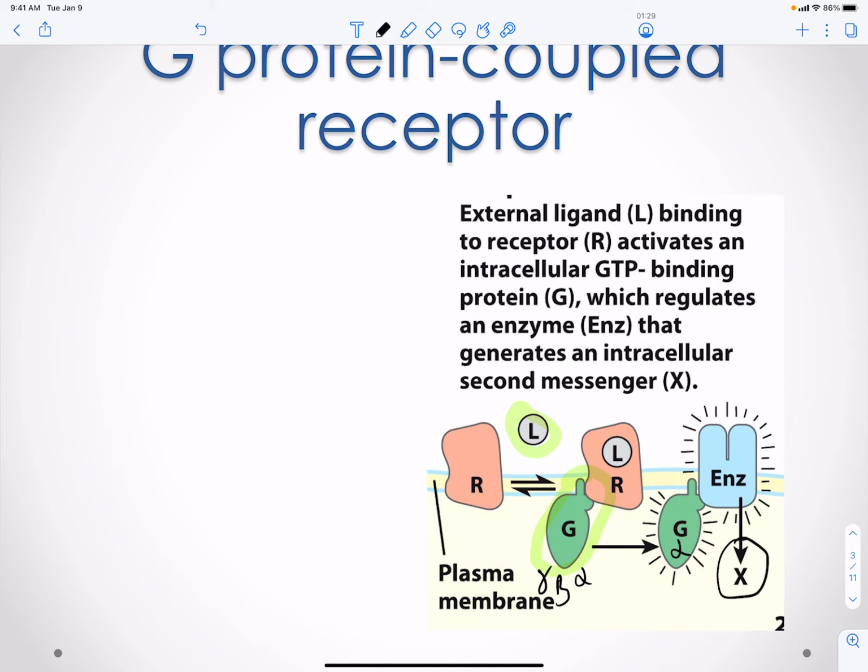This is an example of a beta adrenergic receptor, and for example, this one can detect epinephrine, norepinephrine.